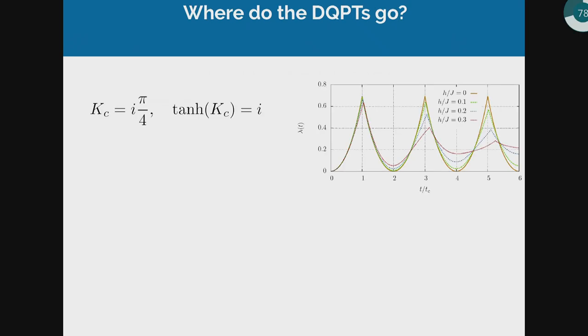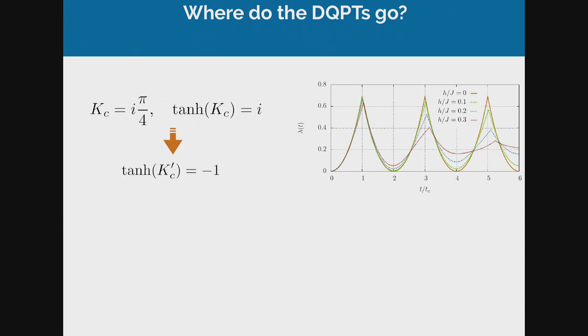Okay, so now coming back to the data I've shown you. I told you that you should look at this brown solid line and that there were points in time here, here, and here where you observe kinks from the exact solution. The first one is located at a value of the dimensionless coupling K equal to iπ/4, it turns out. So now let's study what happens to this coupling when we do the RG transformation. When you take iπ/4 and compute the tanh of it, you find it's i. So that's our starting point. Now let's do the RG transformation.